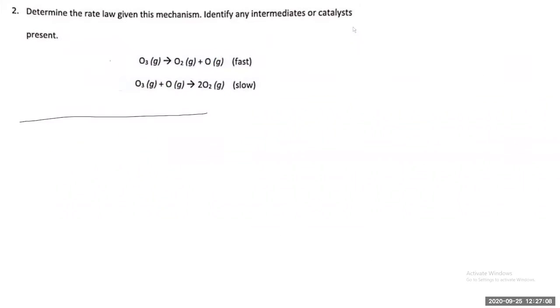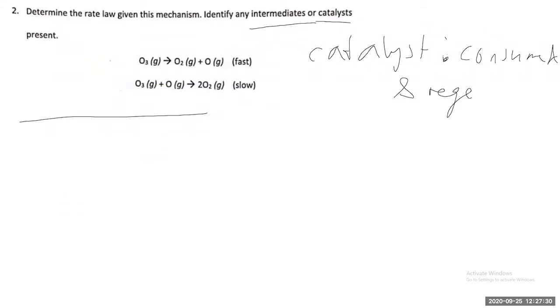So does that make sense? Are we good? Question is, which is an intermediate and which one is a catalyst? Okay, I think you'll see this a lot. So basically a catalyst is consumed and regenerated.